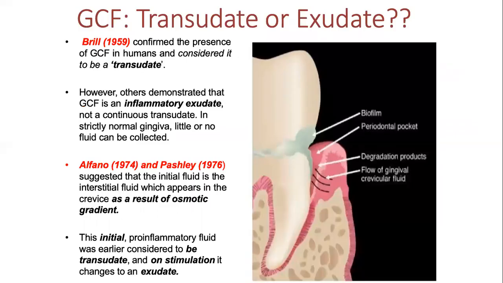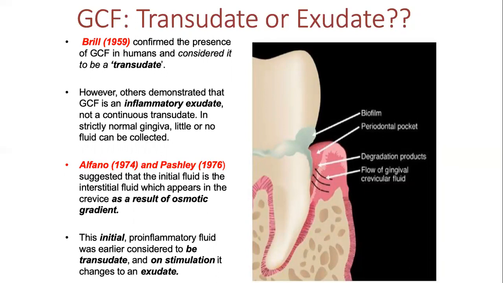Talking about the history of GCF, to begin with, in the 1950s there were two scientists by the name of Brill and Krasse. What did they do? They injected dogs intramuscularly with a dye named fluorescein dye. Within 3 minutes, they introduced a filter paper into the sulcus of the dogs, and to much of their surprise, they saw that the same dye could be recovered back from the gingival sulcus.